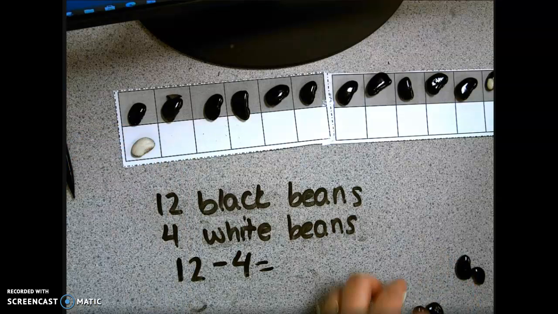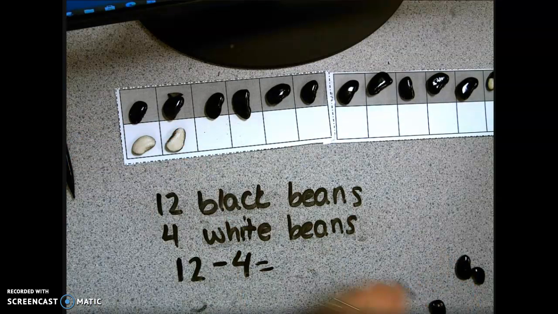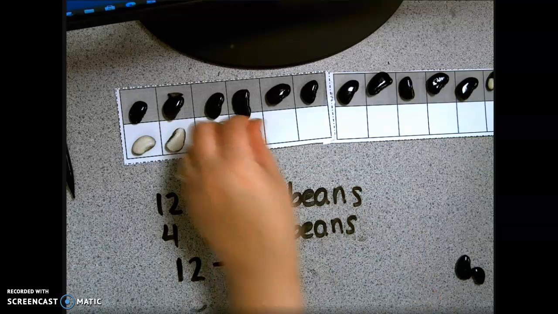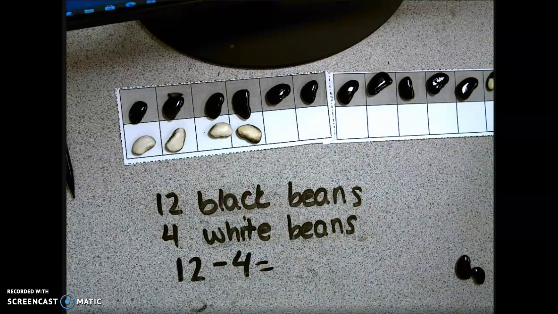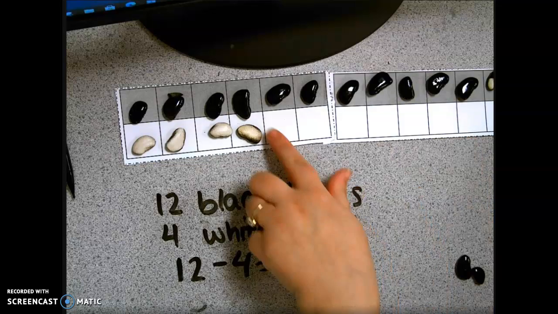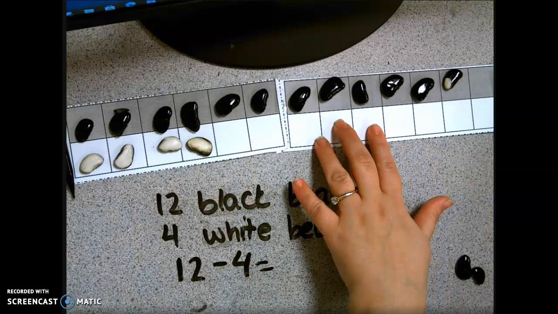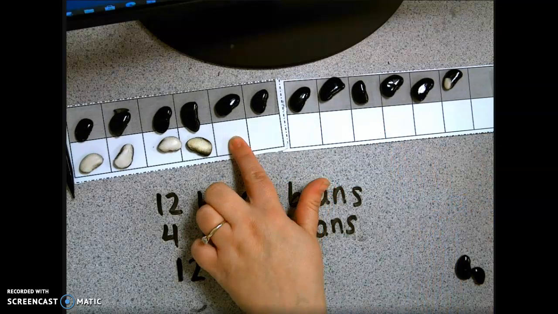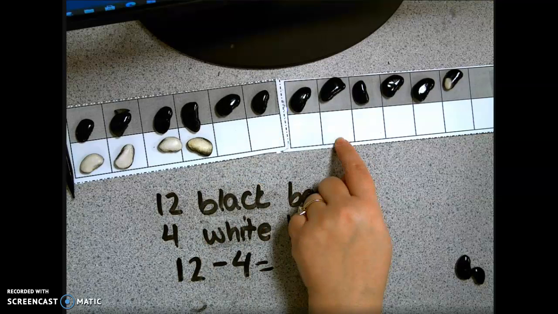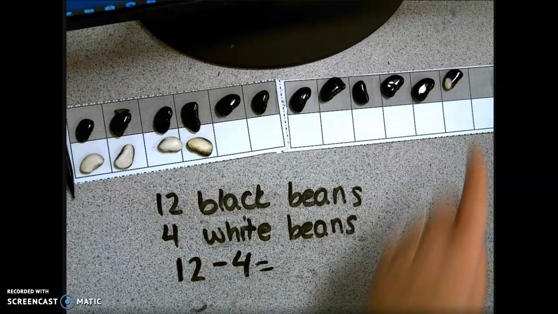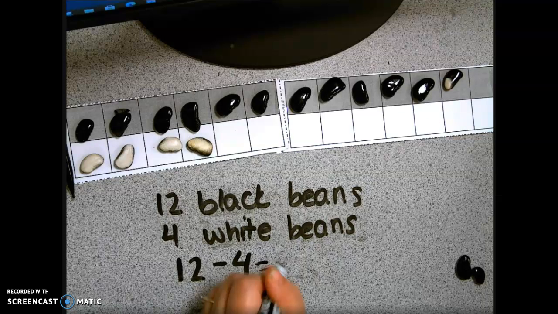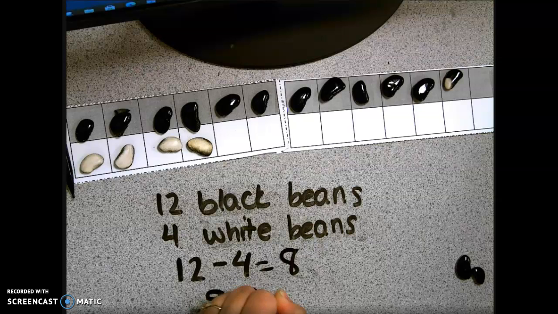1, 2, 3, 4. And I'm looking for how many fewer white beans, so I'm going to see how many more black beans I have. And I'm going to count these squares. 1, 2, 3, 4, 5, 6, 7, 8. So I know 12 minus 4 is 8. So I have 8 fewer white beans.